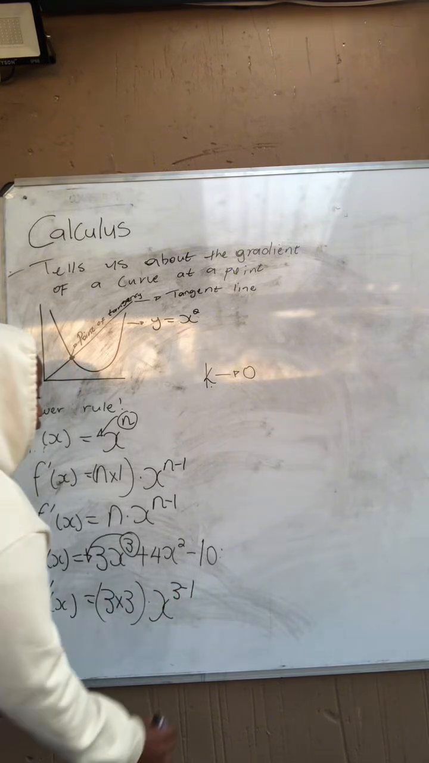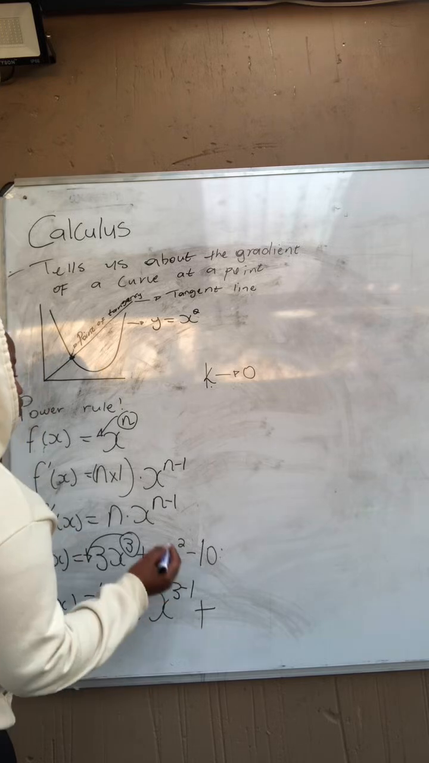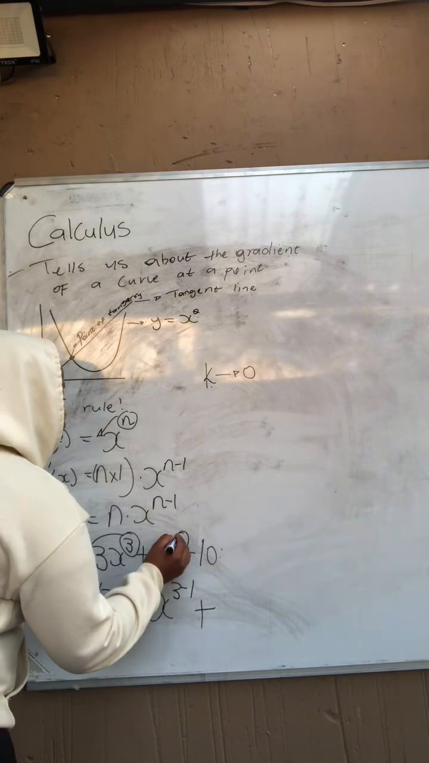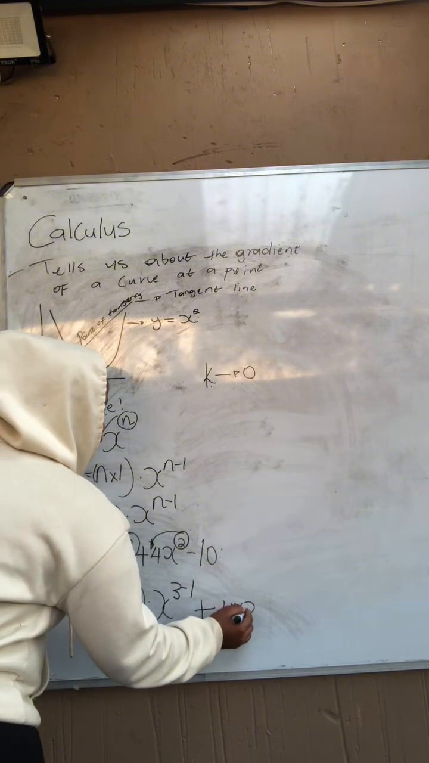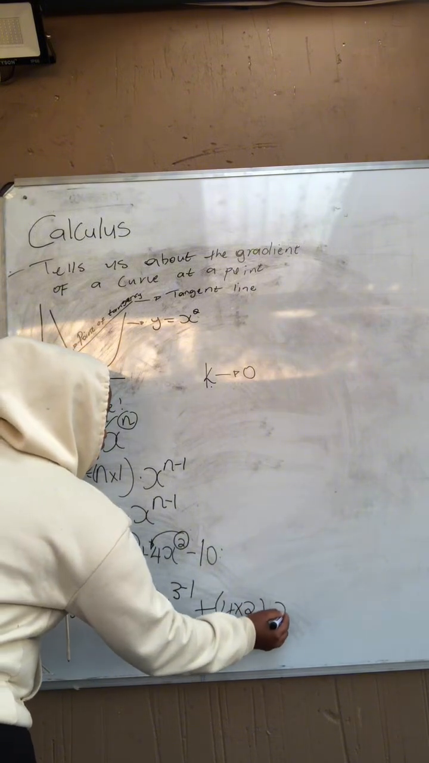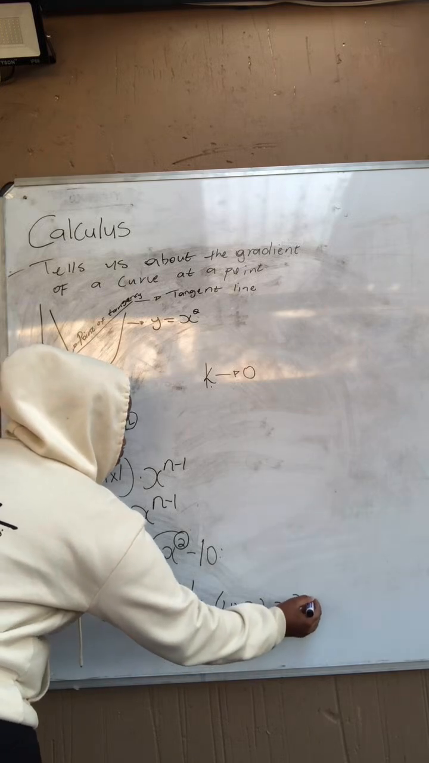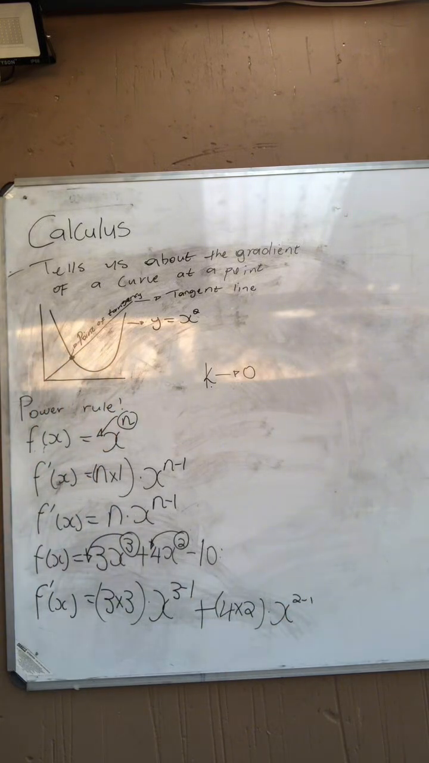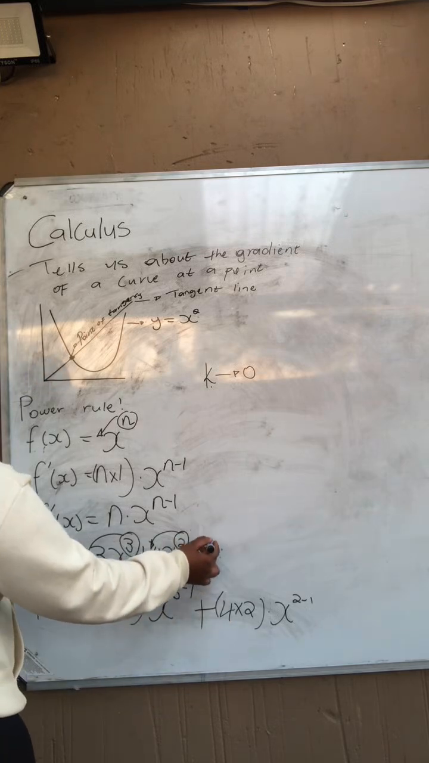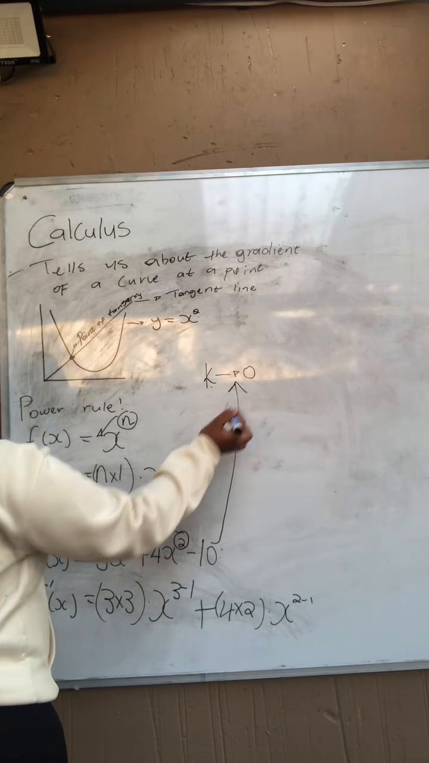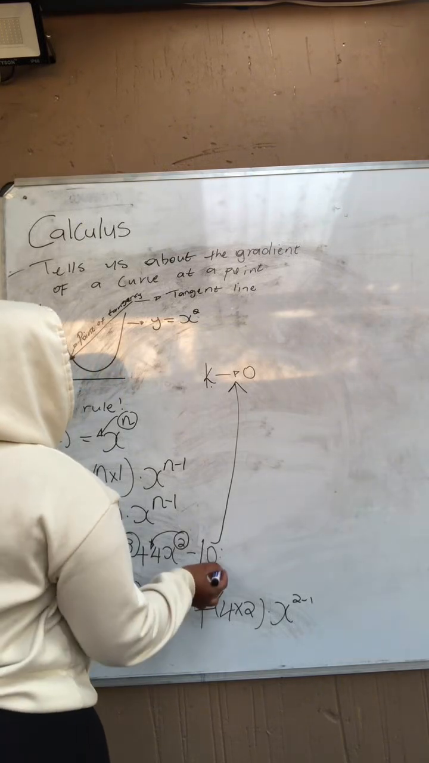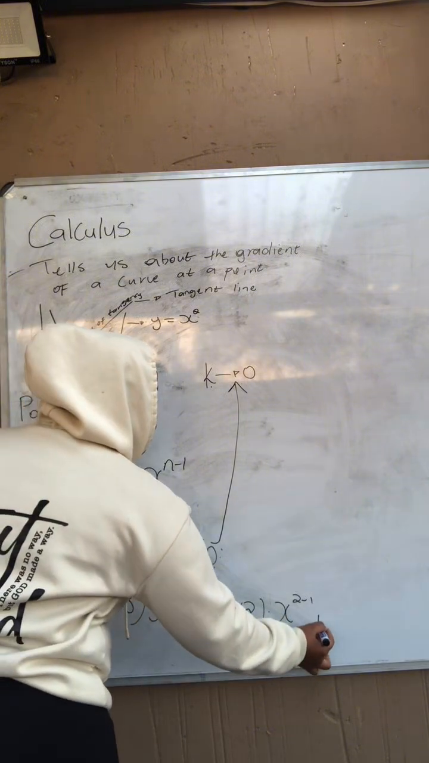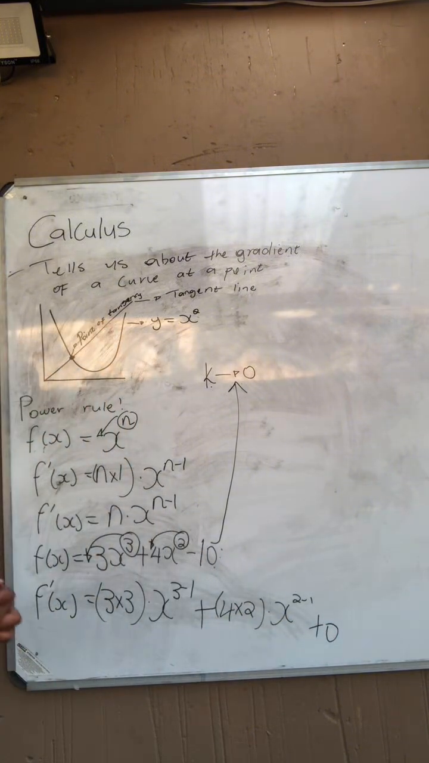Let's move to the next one. We are going to do the very same thing: bring this index down, multiply it with the base, and subtract 1 from the index. I said that the derivative of a constant becomes 0, so the derivative of 10 is 0. Let's finalize our answer.